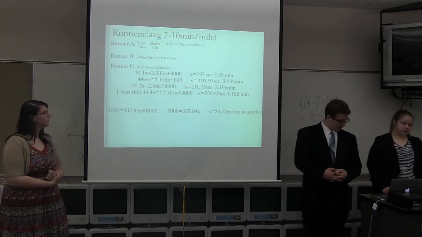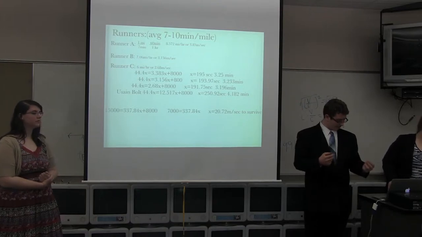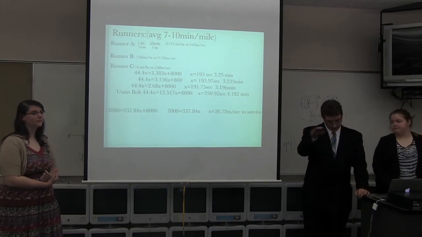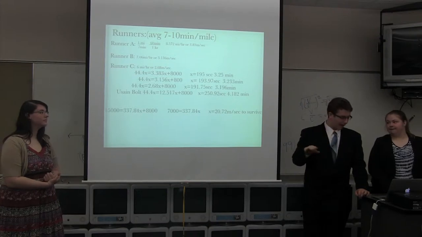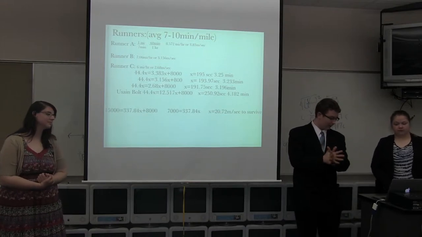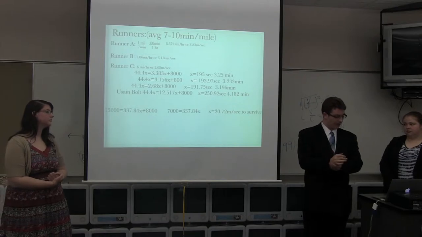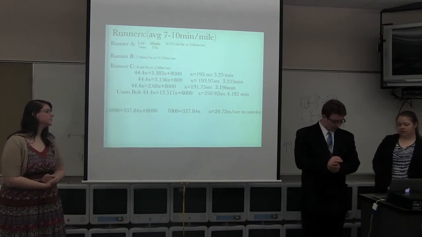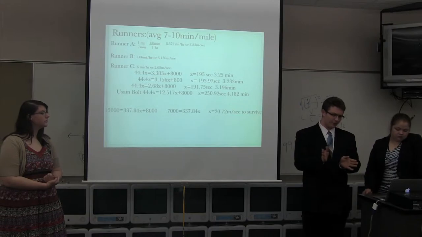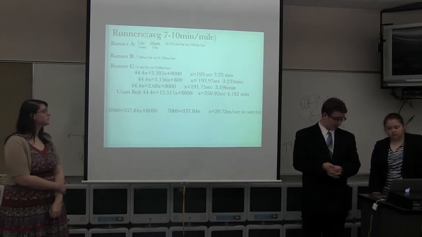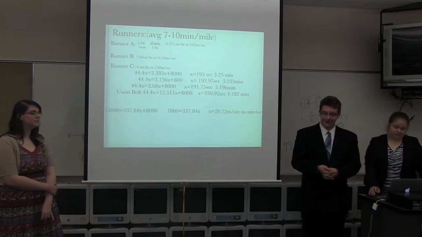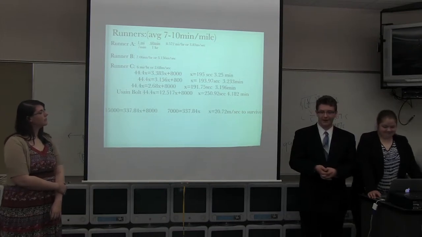So on our calculators, we found the intersection between y equals 15,000 and the equation of the pyroclastic flow. And so we found the time that the pyroclastic flow hits the 15,000 meter mark would be 337.84 seconds. And so we put that in to find the slope of the line, which would be the speed that someone would have to run to get away from Vesuvius and the pyroclastic flow. And we found that to be 20.72 meters per second, which no one can run that fast. So if you're in Pompeii, when that happens, yes.